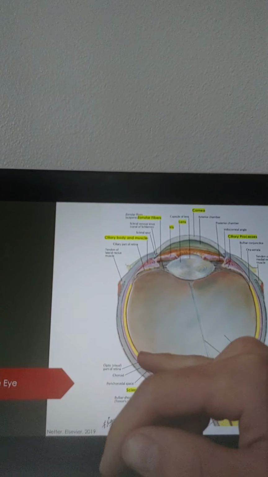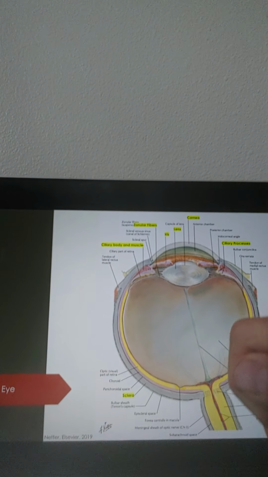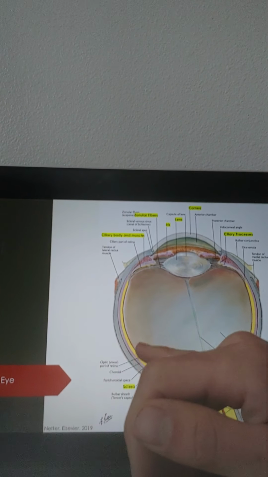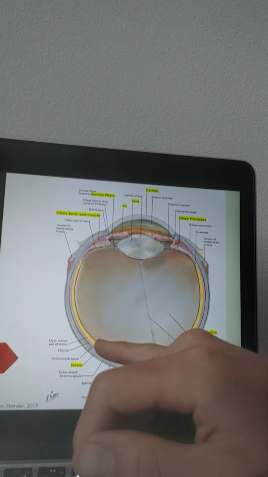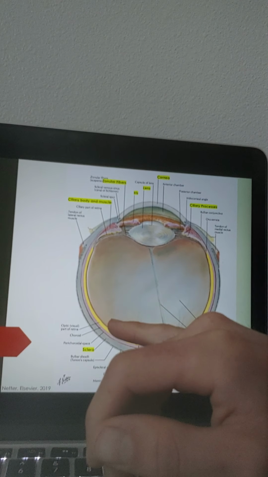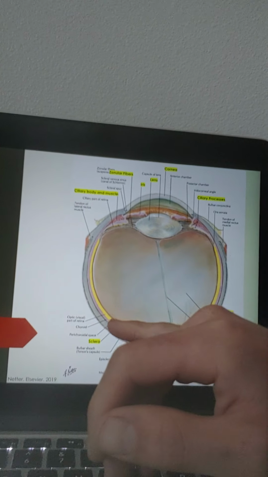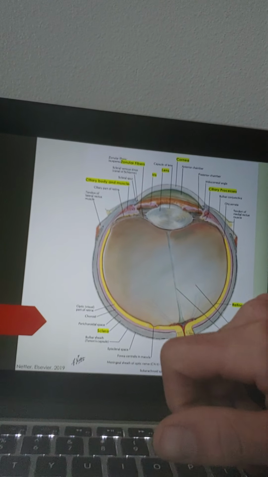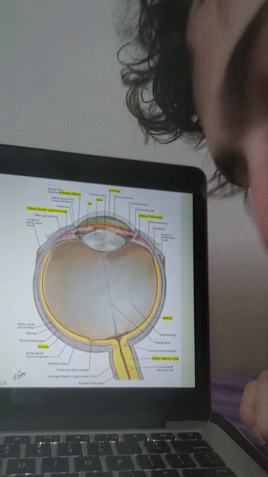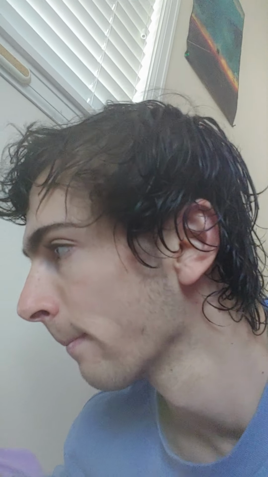And then around here is the retina, where there are different types of specialized sensory cells that pick up light and then send the light as electrical impulses through the brain, and our brain perceives this information as visual information.